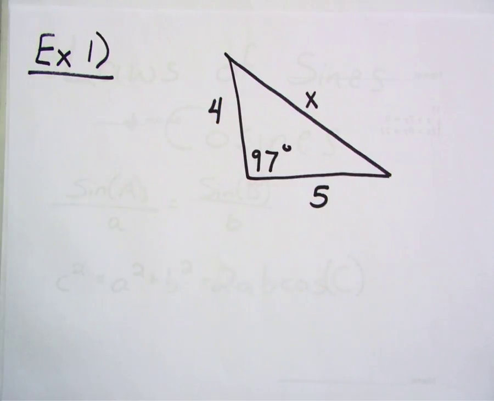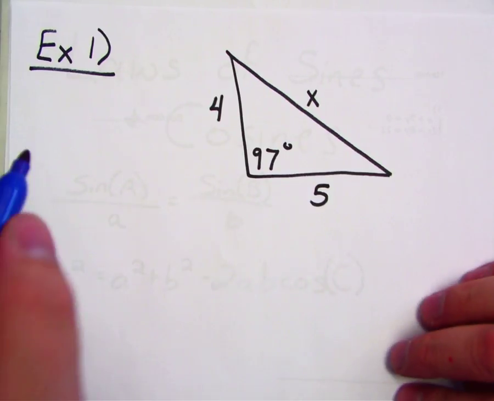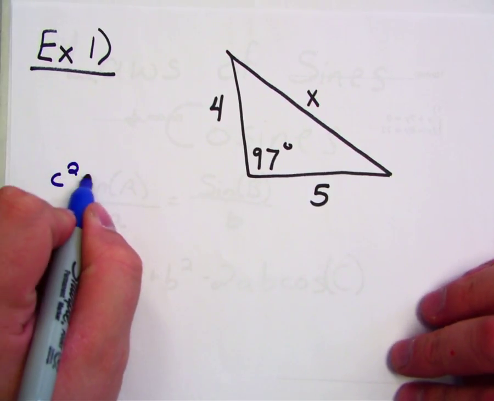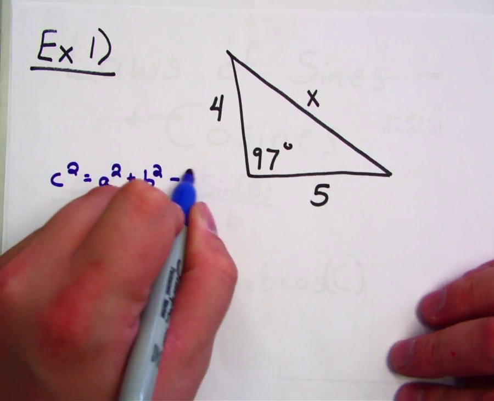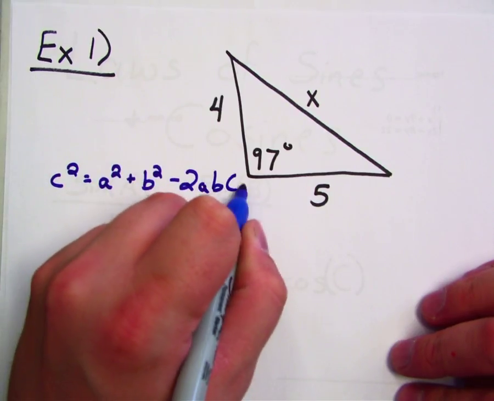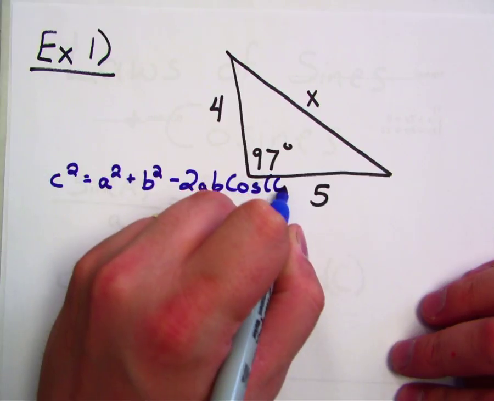So in this case, because we don't know an opposite pair of an angle and a side, we can't use the law of sines. It's not going to work to solve this problem. If we tried, we simply have too many variables to solve. So in this case, we have to use the law of cosines. We have to use c squared equals a squared plus b squared minus 2ab cosine of C.